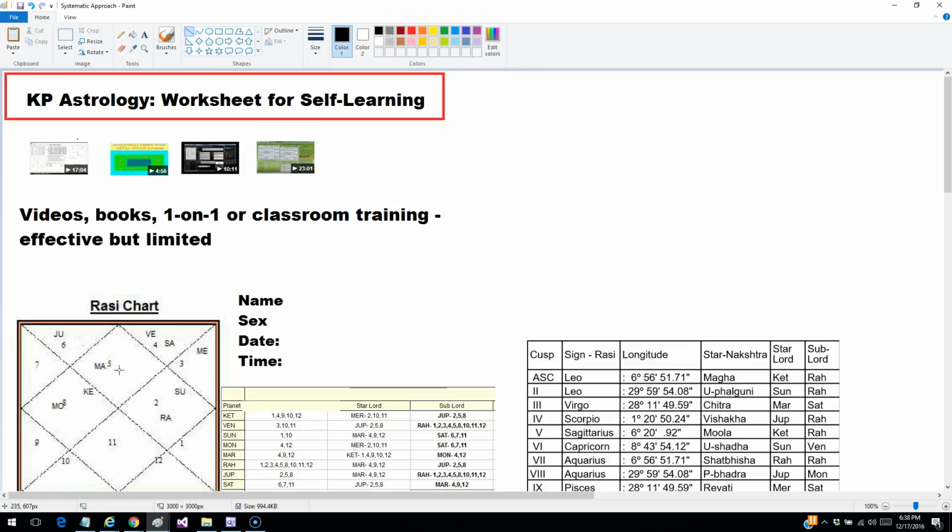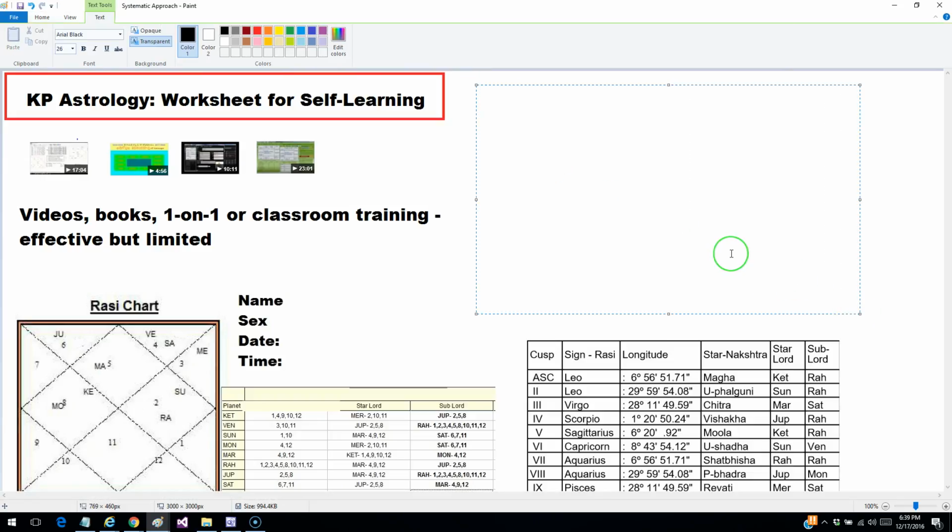Then at one point of time, you might want to graduate and start delving into KP astrology. Now, in KP astrology, there are a few basic elements that you will need to learn before you can get into the predictive aspect of KP astrology. So I'm going to just list a few of the KP astrology elements that you might want to learn as soon as possible.